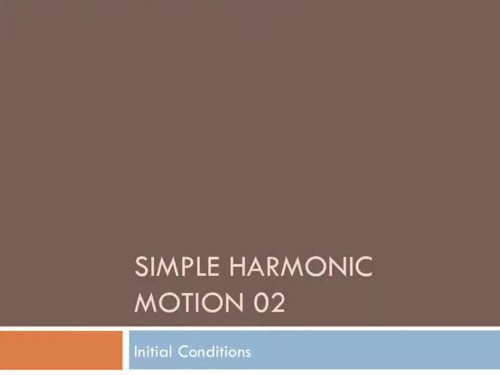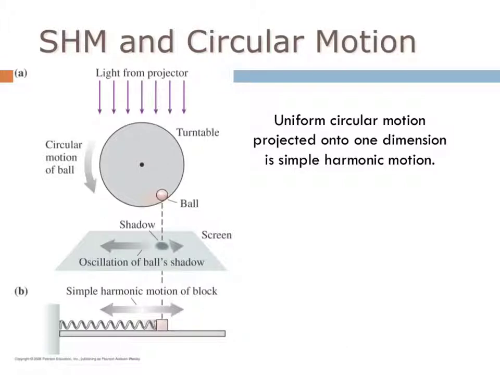This video covers initial conditions of simple harmonic motion. From here on out, you're going to want to think of simple harmonic motion two different ways. In our last video, we saw that a mass on a spring vibrating back and forth shows simple harmonic motion.